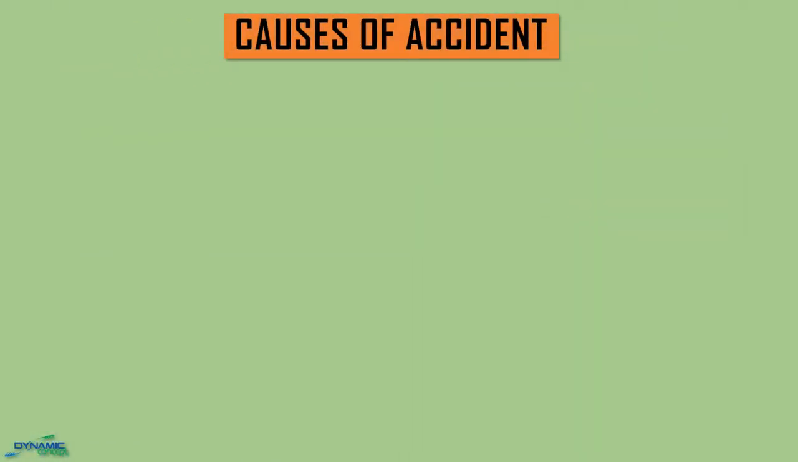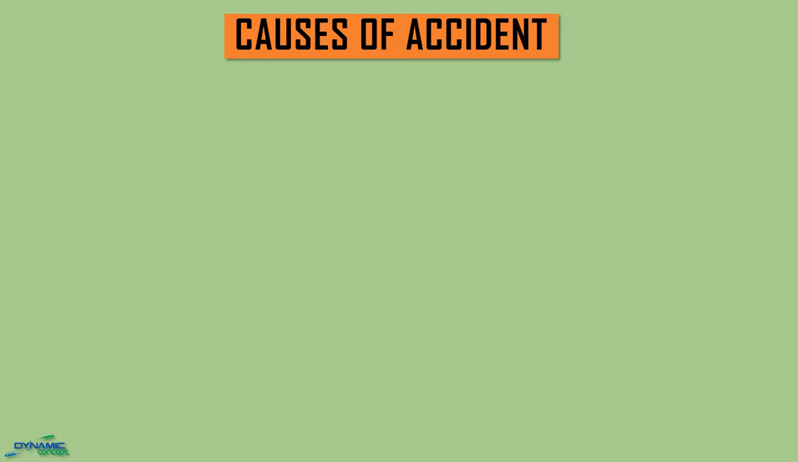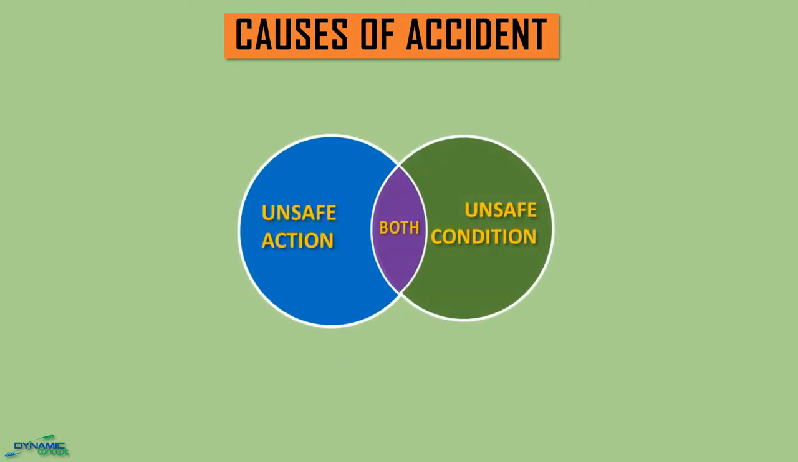Whenever an accident occurs, someone always asks, how did it happen? Accidents do not just happen, they are caused. Causes of accident can be unsafe act, unsafe condition, or a combination of both. If we are going to prevent accident, we must know what causes the unsafe act and unsafe condition.